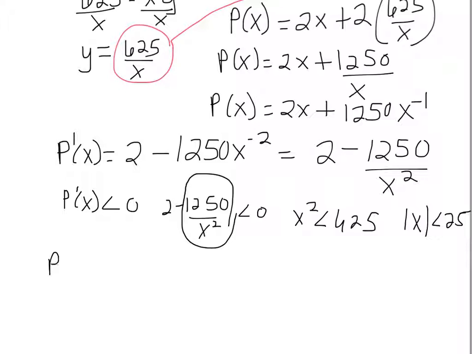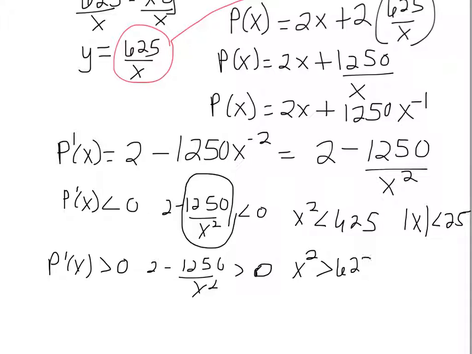And likewise, if I set p prime of x greater than 0, then I would have the exact same scenario. Again, I add 1250 over x squared to both sides, multiply by x squared, divide by 2, and end up with x squared is greater than 625. If I solve for x, I end up with the absolute value of x is greater than 25. So again, that fits part B of the first derivative test, because when f prime is greater than 0, all the x's are greater than the c's on that interval.